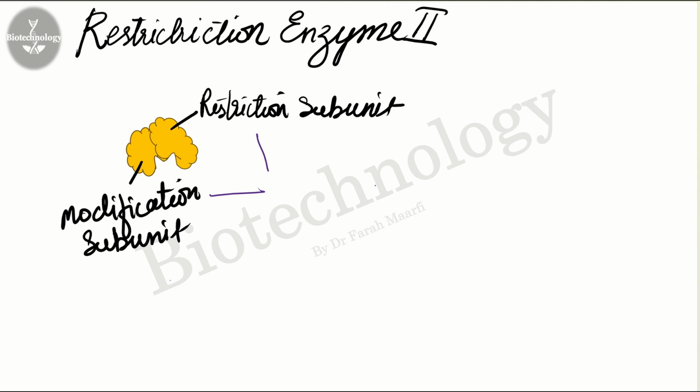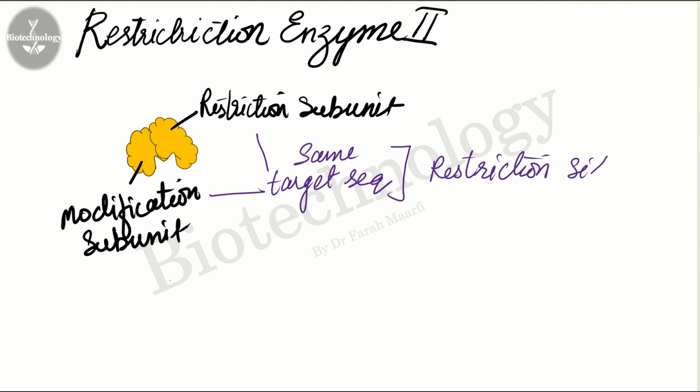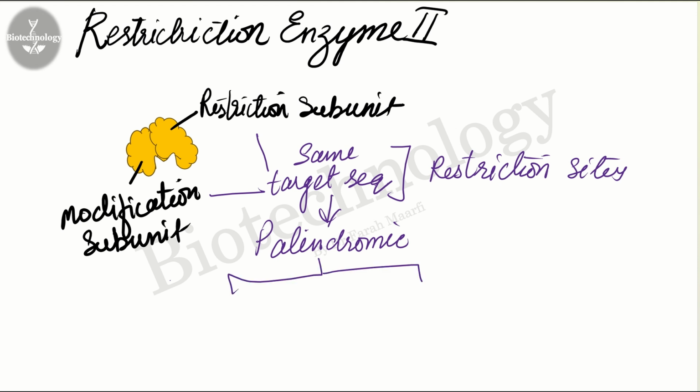Although they are different, they recognize the same target sequences, and these sequences are the restriction sites. These are the restriction sites where a particular enzyme comes and makes a cut, and in the case of type II restriction enzymes, these are palindromic in nature. These palindromic sequences are either interrupted sites or continuous sites.